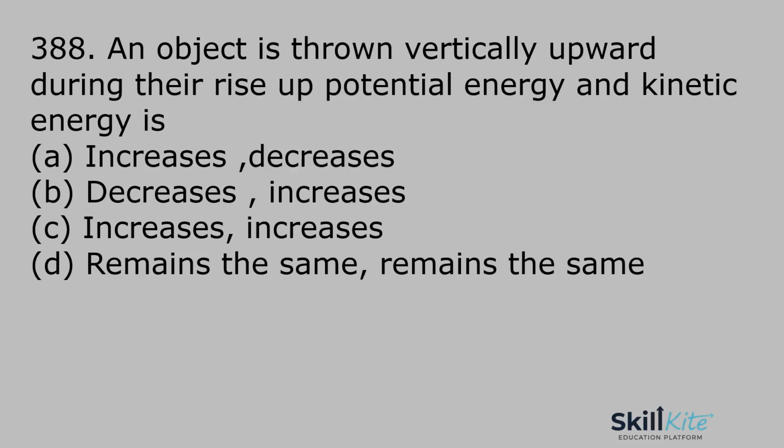When an object is thrown vertically upward, its potential energy increases gradually, right? Because the height increases, okay? And the kinetic energy decreases. At the time when the object reaches the last point, its kinetic energy becomes zero, okay? That is, it decreases. So the option here is E. Potential energy increases, kinetic energy decreases.